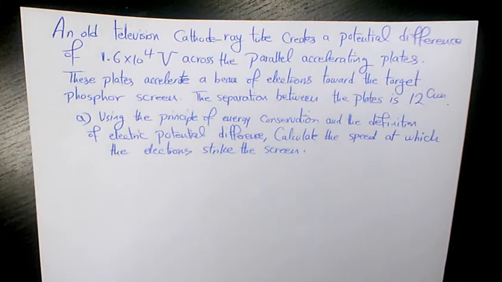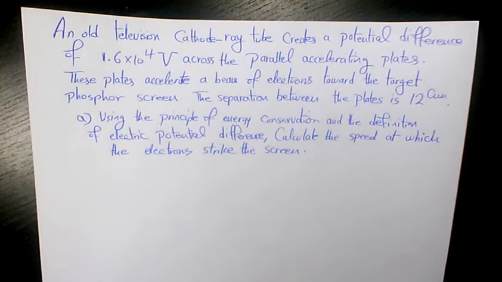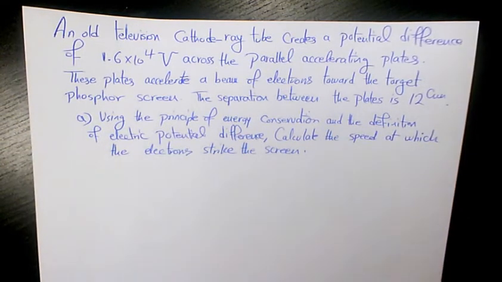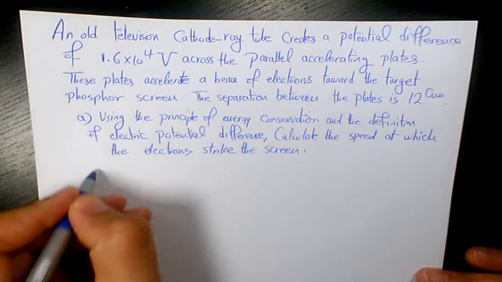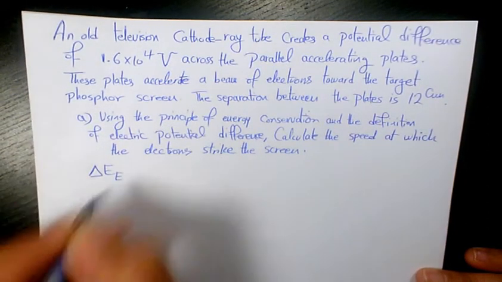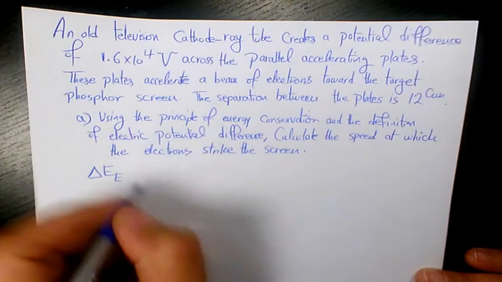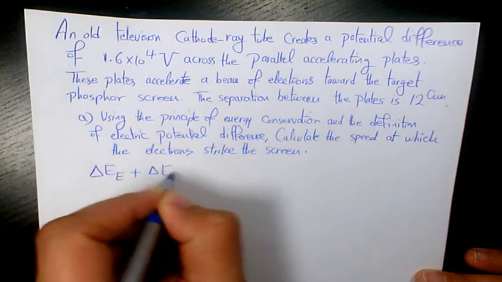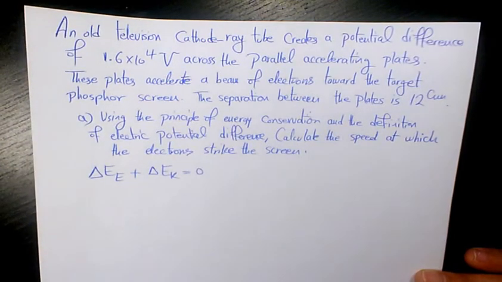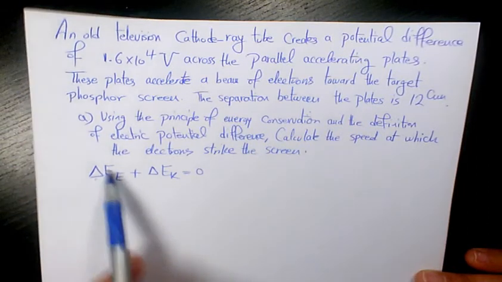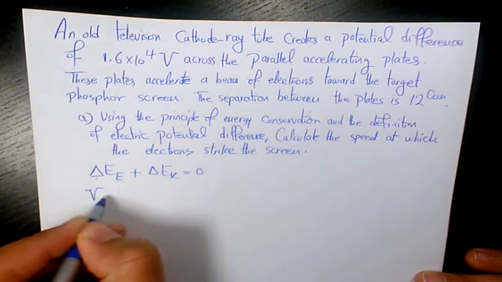Using the principle of energy conservation and the definition of electric potential difference, calculate the speed at which the electrons strike the screen. Based on the principle of energy conservation, we can say ΔE_E, which is the change in electric potential energy, plus ΔE_K, which is the change in kinetic energy, is equal to 0. ΔE_E is V times Q.